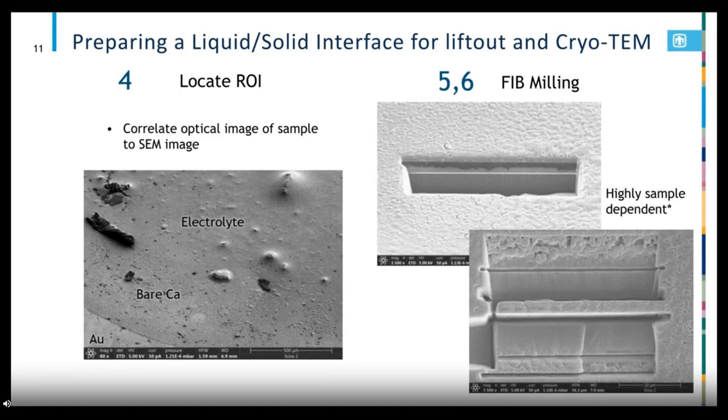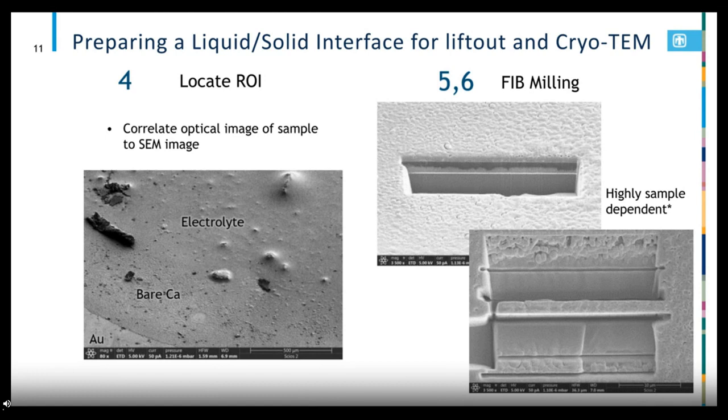Moving on to steps 4, 5, and 6, you need to locate your region of interest. Now, when it's coated with a vitrified liquid, typically your surface is not going to have a lot of features. As you can see on the left image, in the top right part, it's mostly flat with a few features kind of poking through, and so it's difficult to locate where you are in the sample. So I recommend correlating the SEM images to an optical image or a fluorescence image that you've taken prior to going into the SEM.